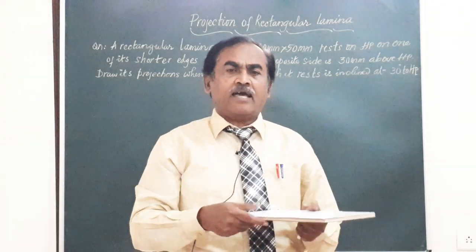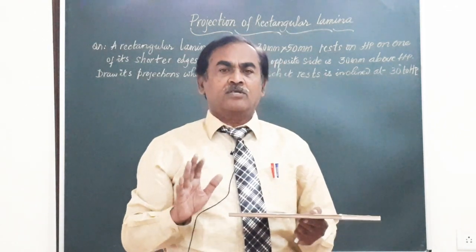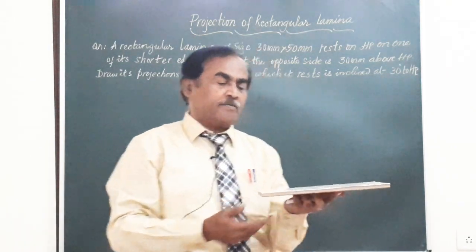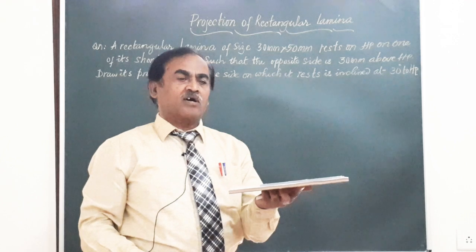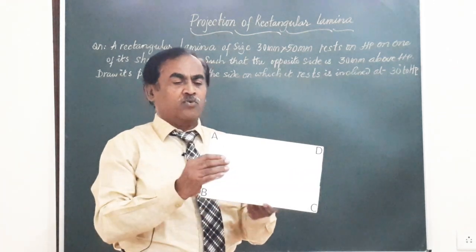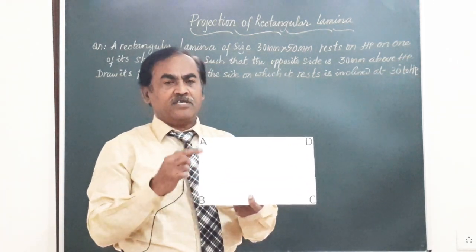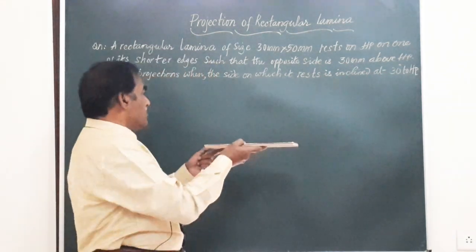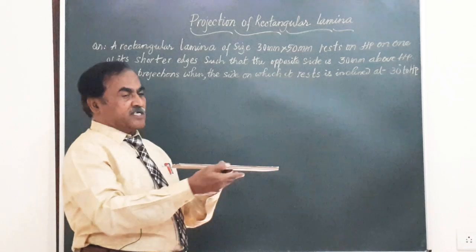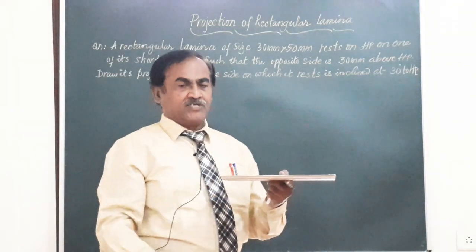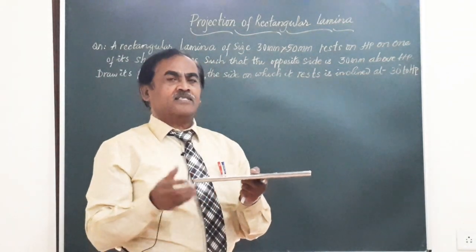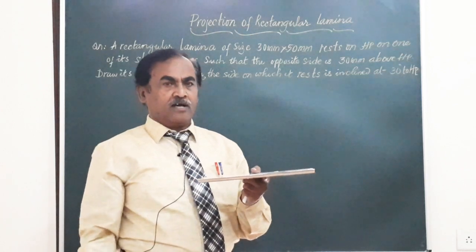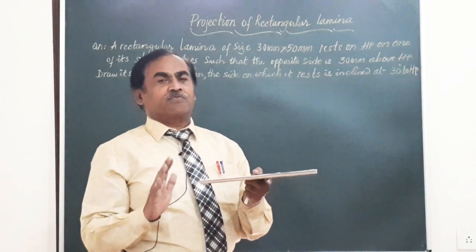He says the lamina is resting on HP. So very obviously, place the lamina on HP, the horizontal plane, such that one of the shorter edges AB, which measures 30 mm, is held perpendicular to VP. So obviously it is going to be parallel to the HP. So obtain the top and front views of the lamina when it is resting on HP.